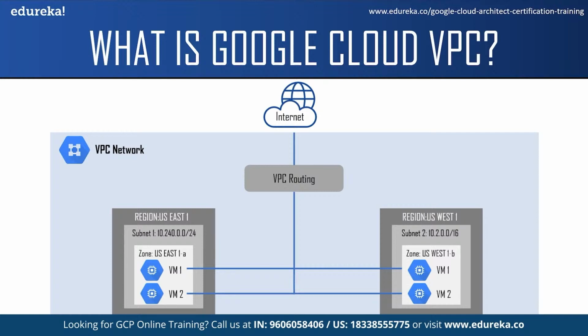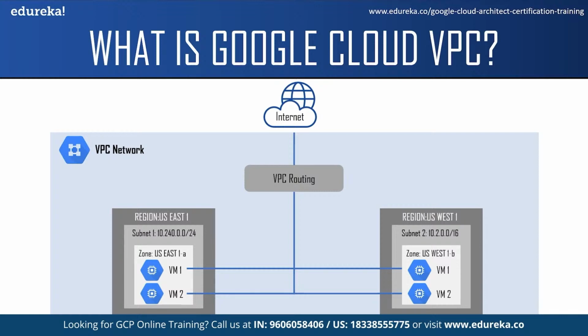Now talking about zones, zones are independent of each other. They have completely separate physical infrastructure, networking, and isolated control planes. This is to ensure that typical failure events only affect that zone. Now coming to subnets. A subnet or a subnetwork is a segmented piece of a larger network. The virtual machine instances can be created in the subnet, and the instances can communicate with each other in the same VPC network using private IP addresses.